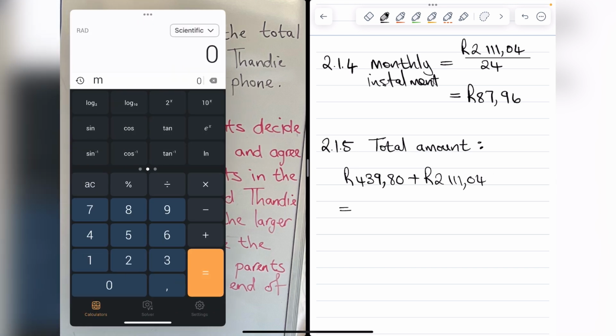an answer of 439.80 cents plus 2,111 and 4 cents. That gives us 2,550 Rand and 84 cents.